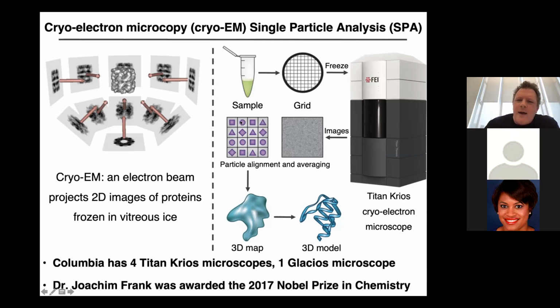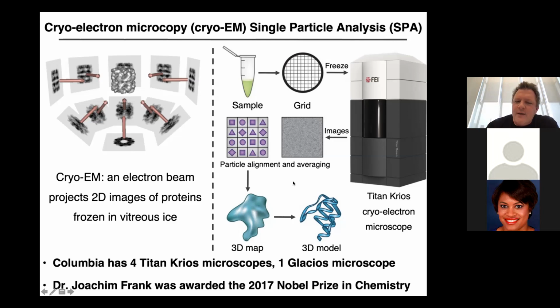Then we align self-similar views. So here you're seeing sort of a square, circle, triangle. We do this to increase the signal to noise of each of these different views. And by then determining the angles at which those different views represent, we can actually create a three-dimensional density map of the protein complex. And then from that, if we're at sufficient resolution, we can create a three-dimensional protein structure from that.